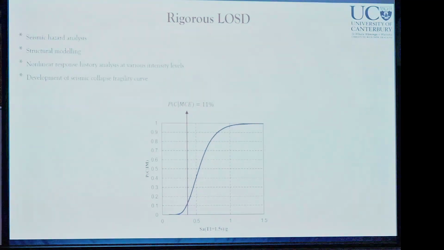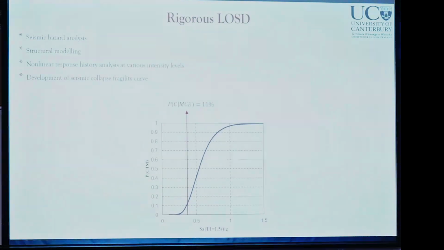Through these steps that I've pointed out here, first a collapse fragility curve is generated. The collapse fragility curve shows the relationship between the probability of collapse at a given intensity measure and the intensity measure, which in this case has been selected as the spectral acceleration at the fundamental period of the building. That has been calculated using nonlinear response history analysis to be 11% for this case study building. Note this number because we're going to compare it with the other two levels of computational rigor later.